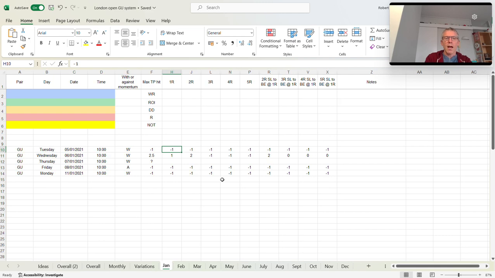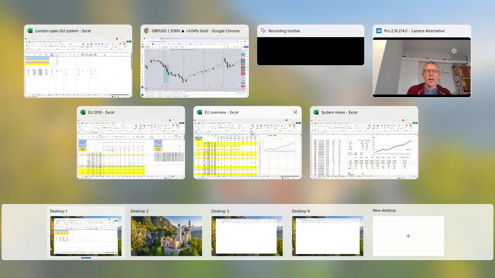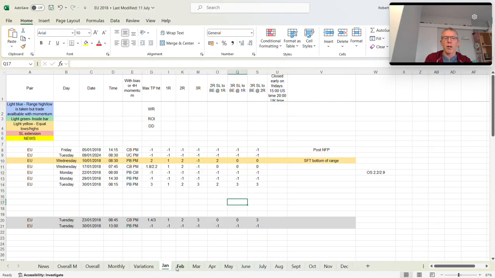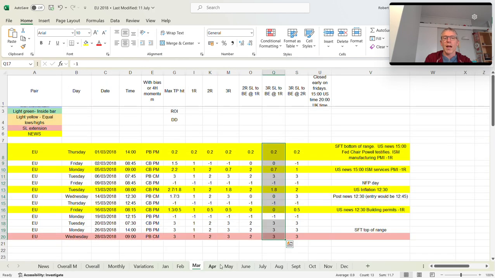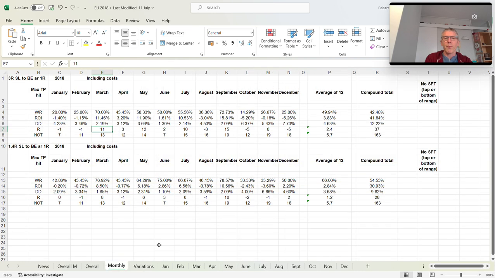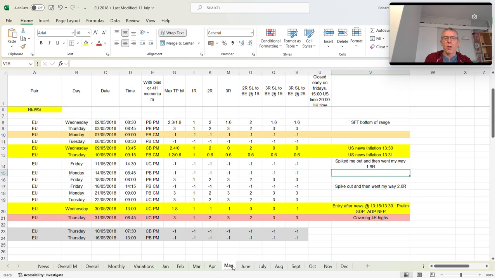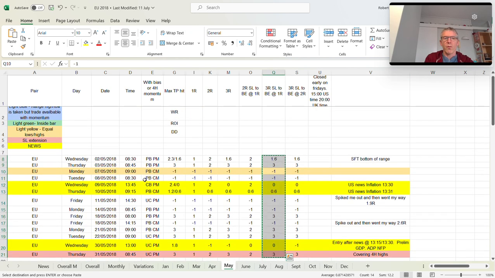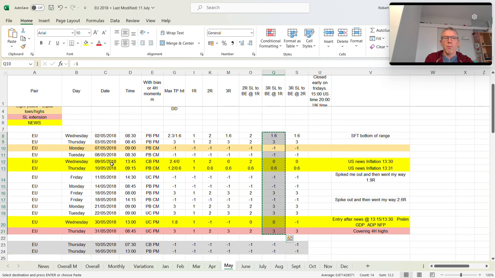So that's all of that. And then I will jump onto my own sheet to show you what I do. Once I've compiled everything, this is 2018 for EU, and you can see this is my monthly breakdown there. So if I look at, say, May, this is all the trades that I took in May.